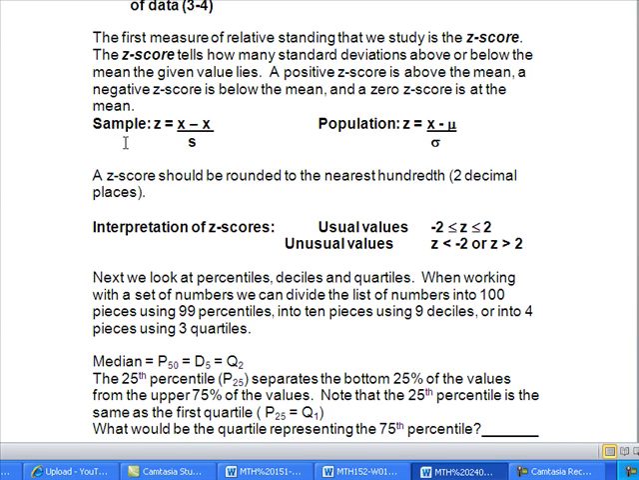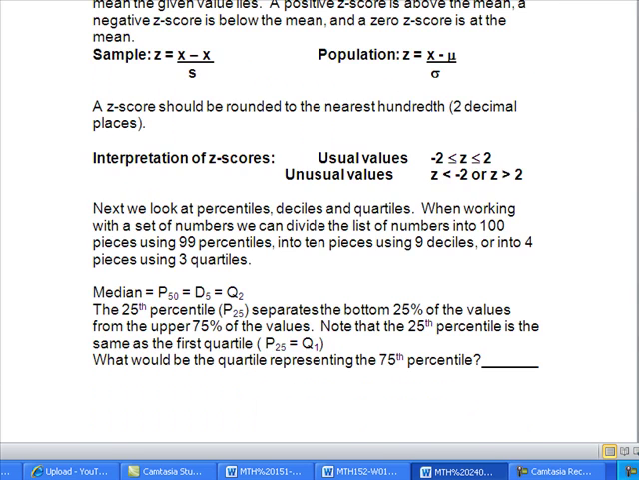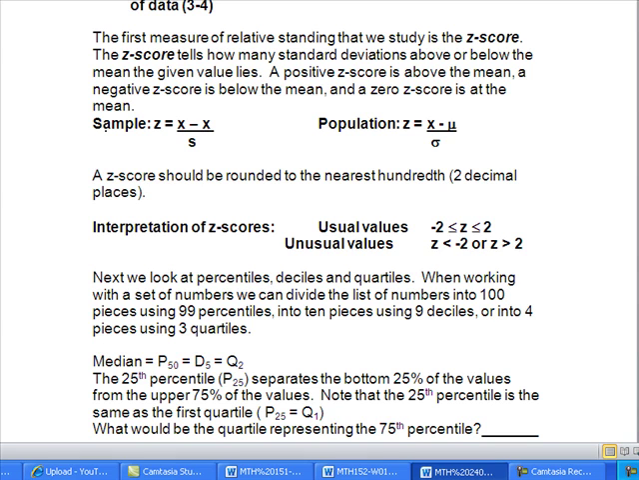And for a sample, the way we calculate the z-score is we take the data value x minus the mean x bar and divide it by the standard deviation. For a population, we find the z-score by taking the data value x minus the mean mu. Remember, for a population our mean is mu, divided by little sigma, which is our population standard deviation. So you can see the process is exactly the same.